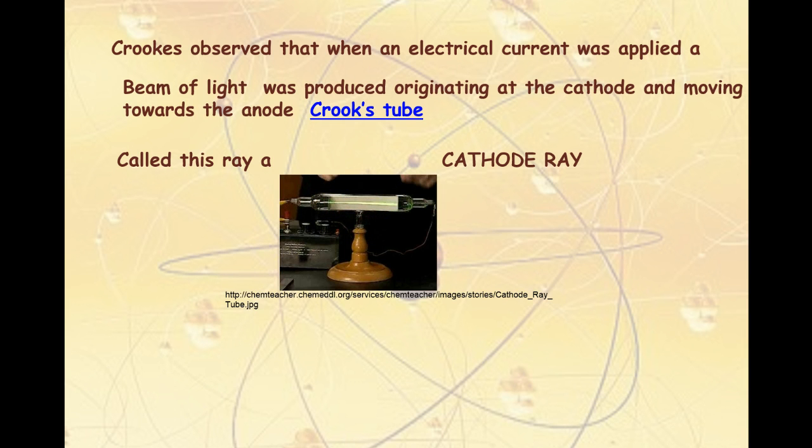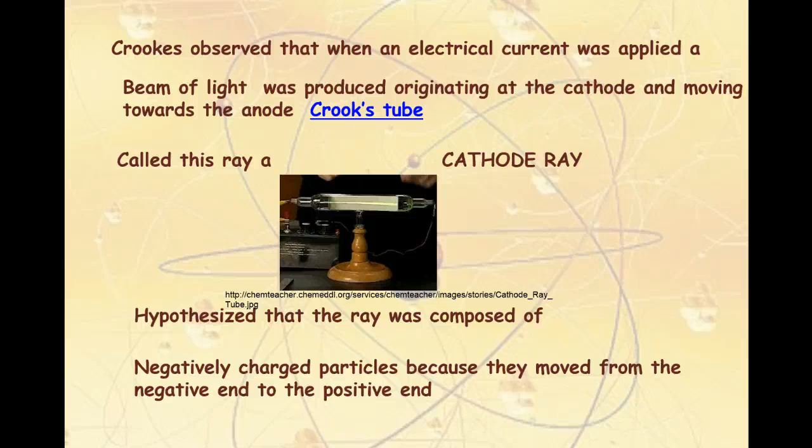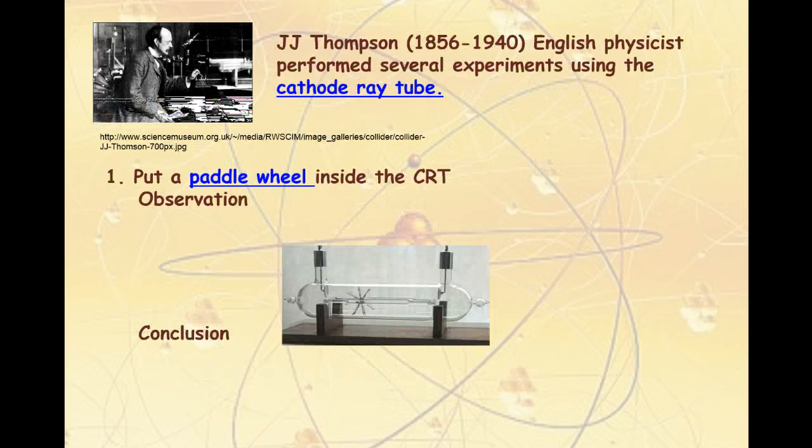And so what he hypothesized is that that ray was composed of negatively charged particles because they moved from the negative end to the positive end. Now, this was a hypothesis, and he didn't really act upon this. We had an English physicist that acted upon that hypothesis. His name was J.J. Thomson, and that's J.J. up there in the corner, and he performed several experiments using the cathode ray tube.